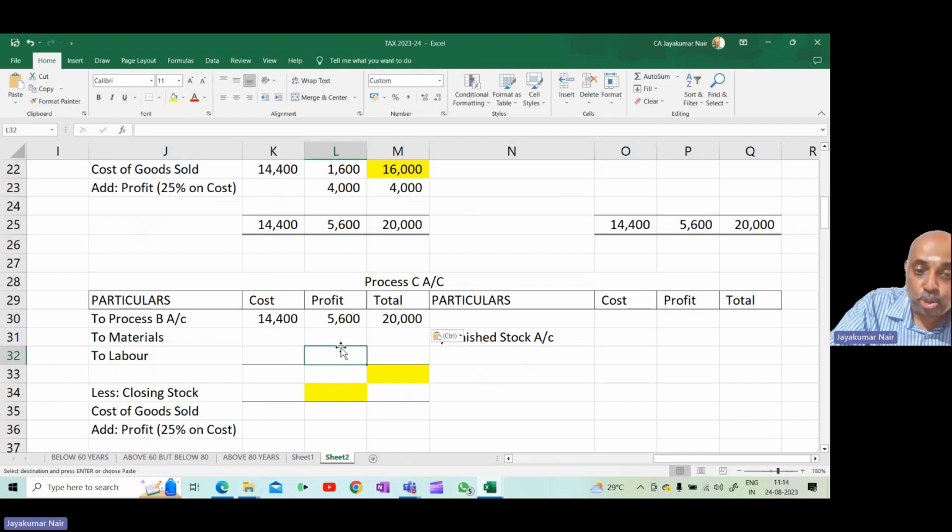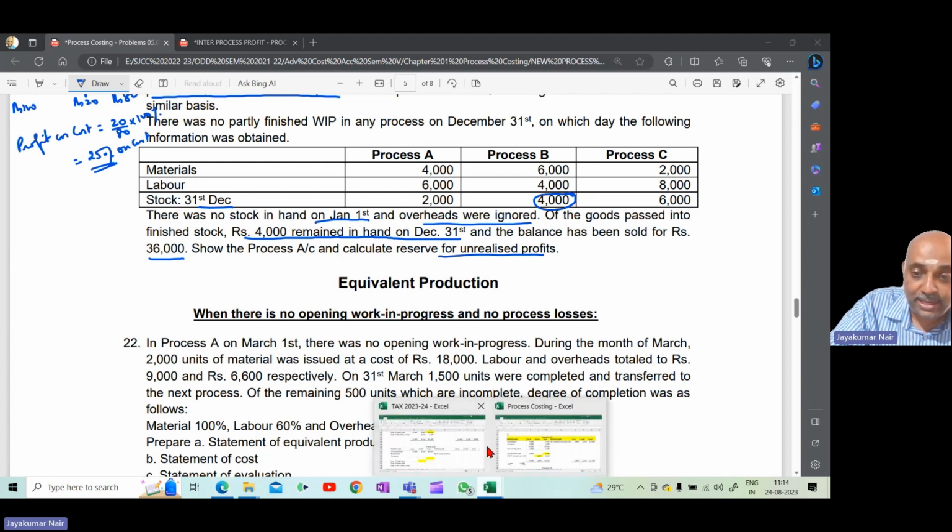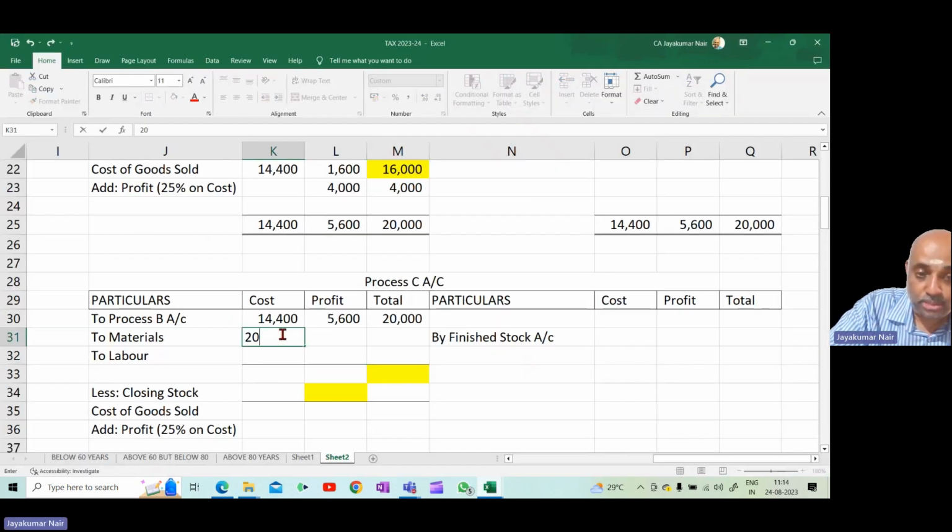Again, C also incurs some expenditure. So what are the expenses incurred? Material is 2,000, and labor is 8,000. So what is the total?